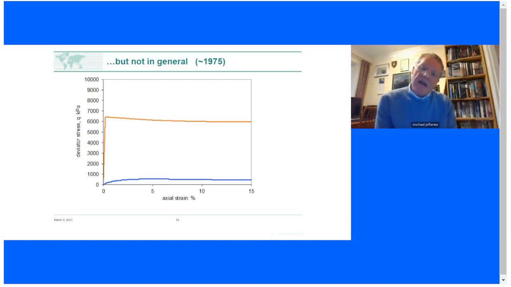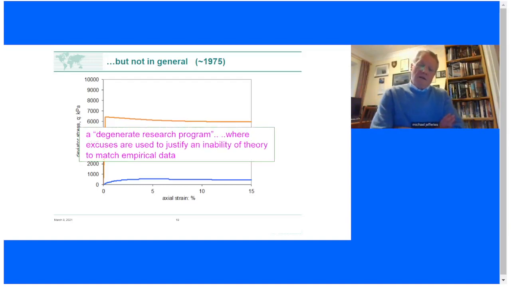And as you can see, the Cam clay is out, and it's out not just by 10%. We're talking orders of magnitude here. It's orders of magnitude too stiff, and it's orders of magnitude too strong. And this led to a great rejection of critical state soil mechanics.